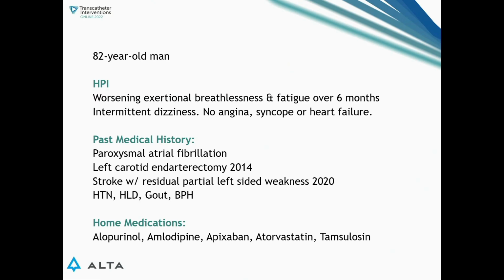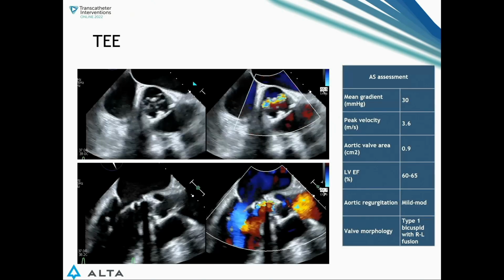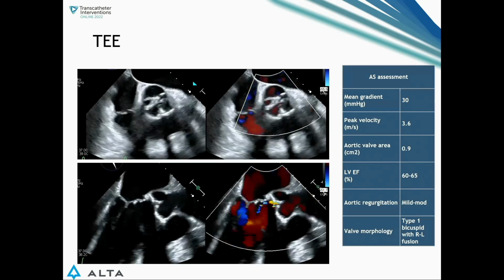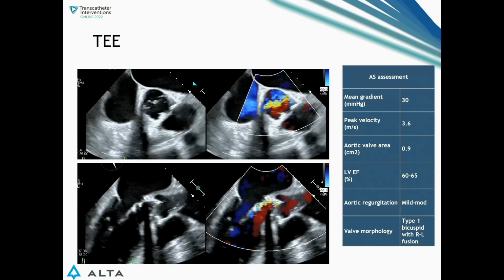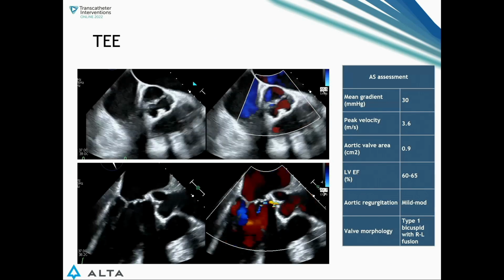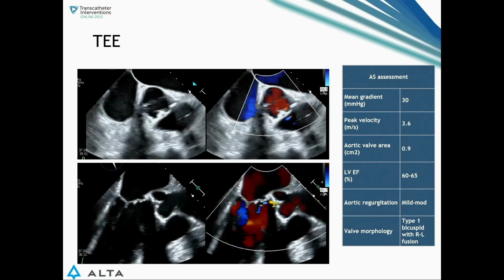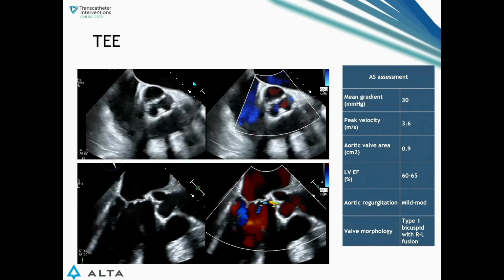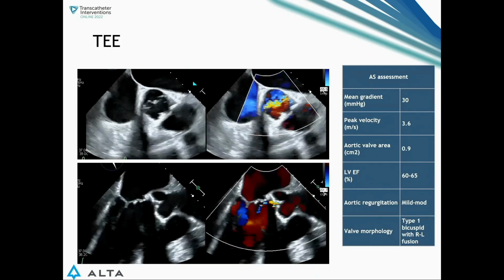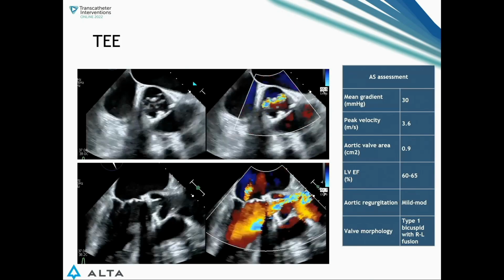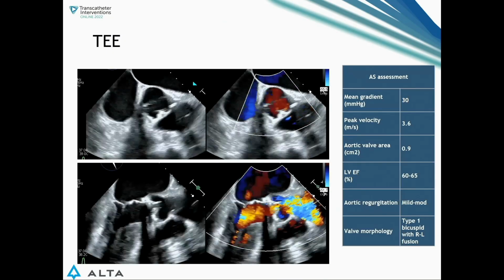Next slide. As part of the initial evaluation, the transthoracic images were suboptimal, and we elected to present here the transesophageal images. You can see that the patient has severe aortic stenosis with a type 1 bicuspid with right to left fusion. The quantitative parameters on the right: there's mild to moderate AI, preserved LV function, and aortic valve area that was calculated at 0.9 centimeters squared. As part of the evaluation for potential aortic valve replacement, he underwent a coronary angiogram.